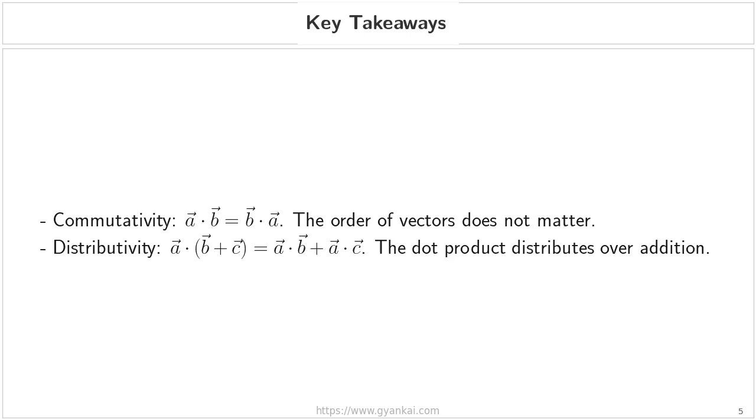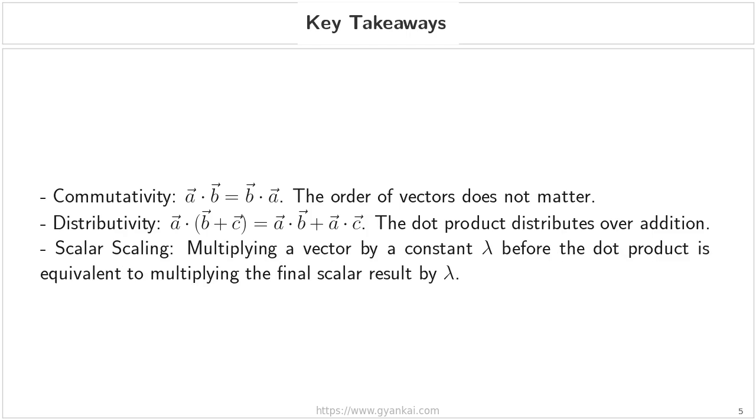Second, let's look at distributivity. Building on our discussion about vector addition and the physics example of work done, remember that the dot product distributes over addition. In notation, this is a dot the quantity, b plus c, equals a dot b plus a dot c. This property is vital because it allows you to break down complex vector sums into simpler, individual dot products.